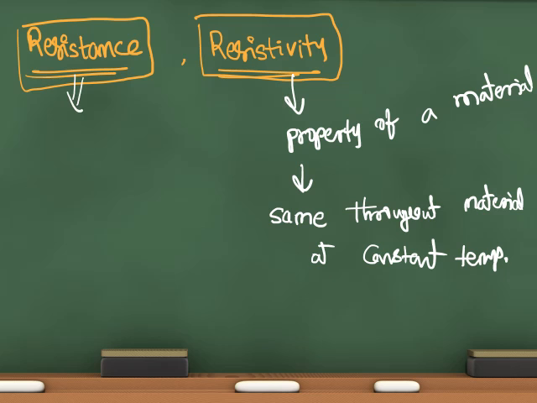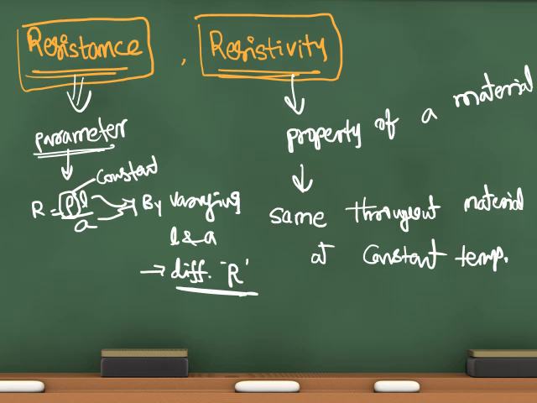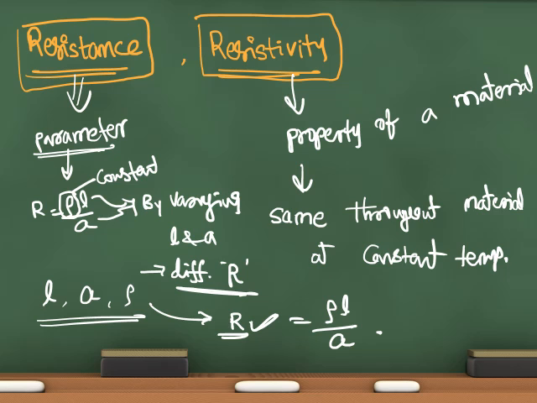But what about resistance? Resistance is a parameter which depends on resistivity and length by area. Here resistivity is constant, and by varying length and area, we can get different types of R, different sizes. And for a fixed length, a fixed area, a fixed rho, what is the value of the resistance? Resistance will be R, that is called rho L by A.